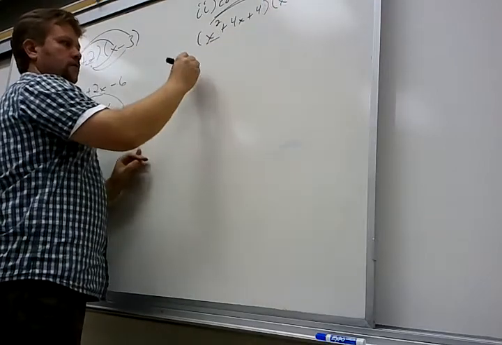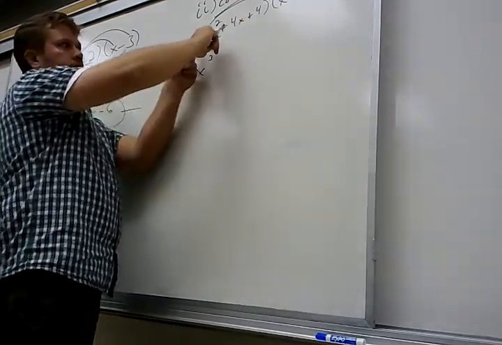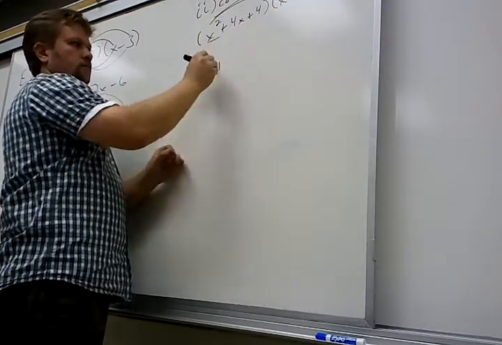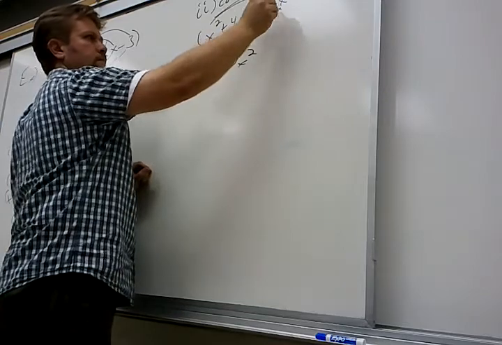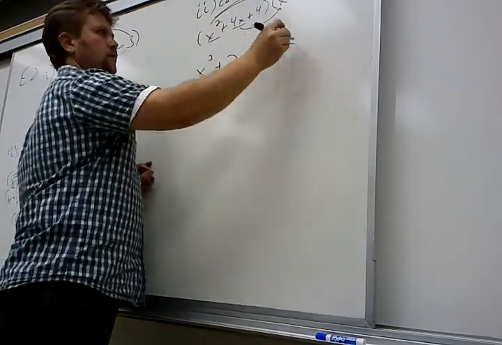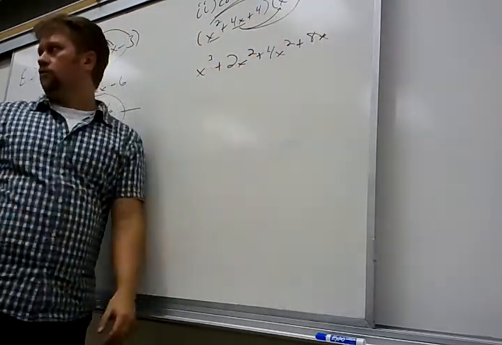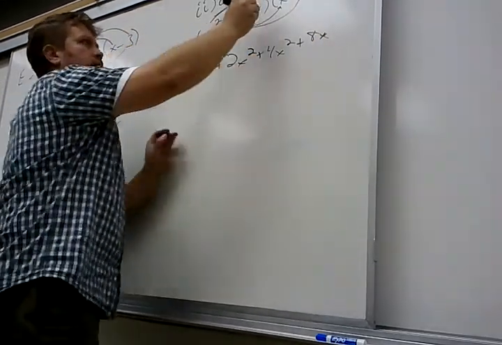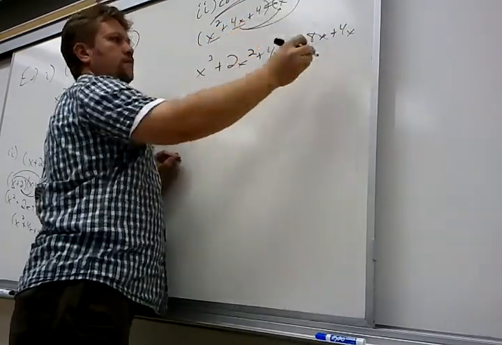X cubed, good. X, 2 of them times 1 of them, that's 3 of them now. Good. X squared times 2: 2x squared, plus. Now do this guy: plus 4x squared, plus 8x. Good. Plus 4x. Cool. And then this last guy: plus 4x, plus 8.